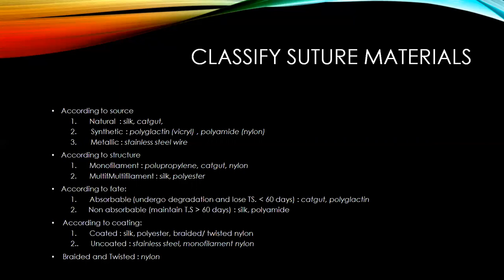For example, silk and polyamide. According to coating, it may be coated or uncoated. Coated examples are silk, polyester, or braided or twisted nylon. And uncoated are stainless steel and monofilament nylon. There is also this different variety where they may be braided or twisted, for example, nylon.